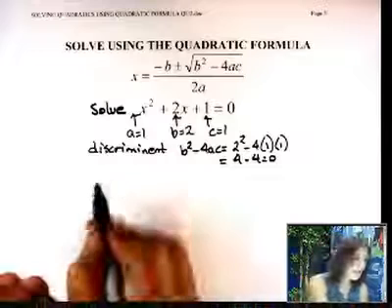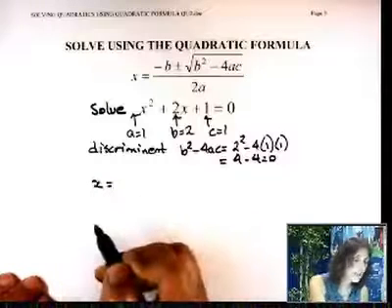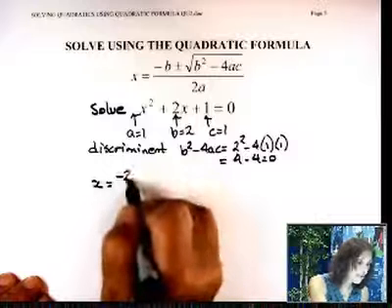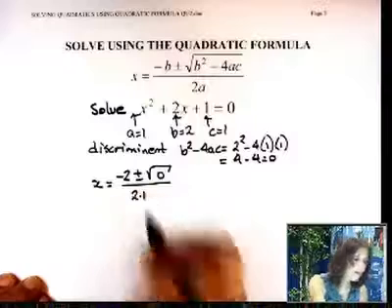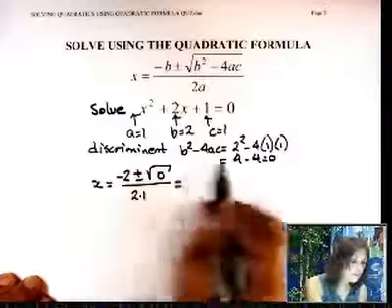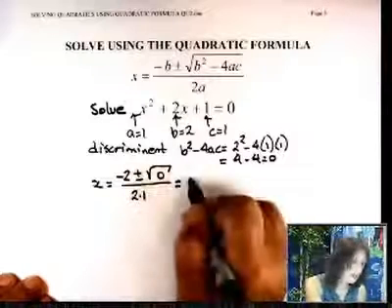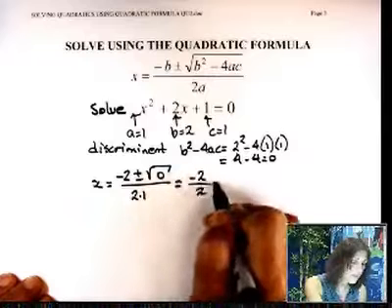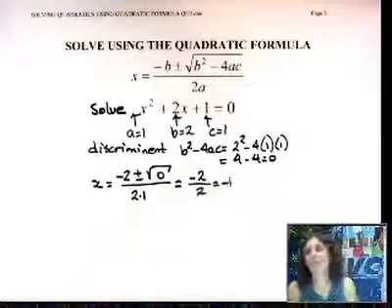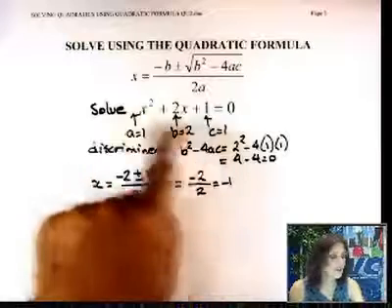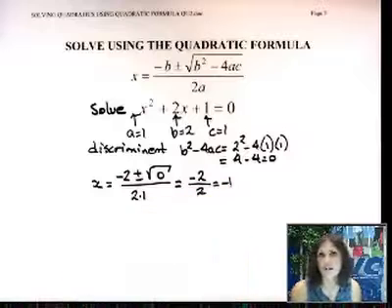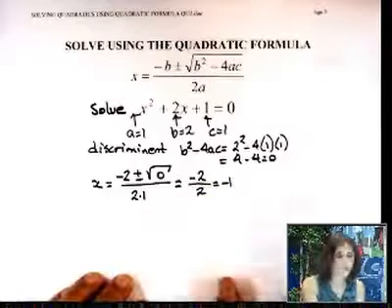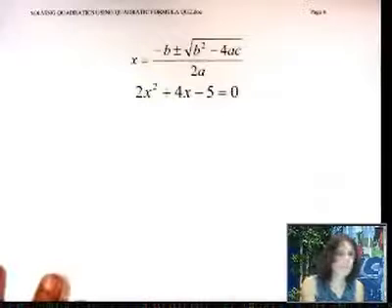Okay, now let's plug it in. x equals negative b, which is negative 2, plus or minus the square root of 0, over 2a. The square root of 0 is 0, so this plus or minus portion goes away, negative 2 over 2, which is negative 1. And actually, I do know with factoring, the factored form is x plus 1 squared. That means x equals negative 1. So this is consistent with that. It just happens to be an easy example.